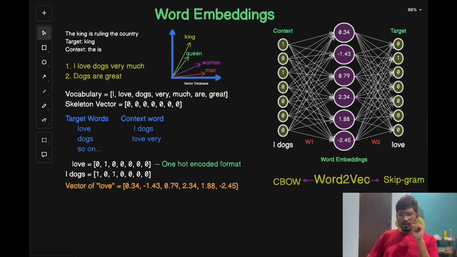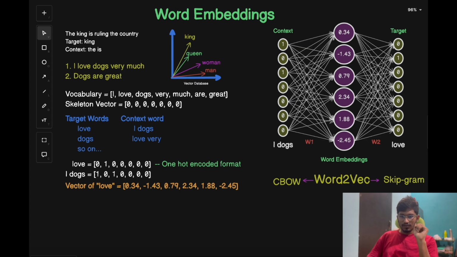Now, how many neighboring words do we need to consider? That is determined by the context window size. For example, if I take a window size of 1, I'll consider one word on the left and one on the right of a given word, and those will be my context words. For example, if king is my target word, then the word to its left, that is the, and the word to its right, that is is, will be my context words.